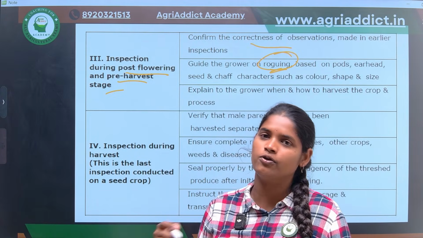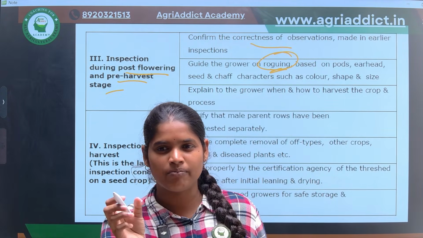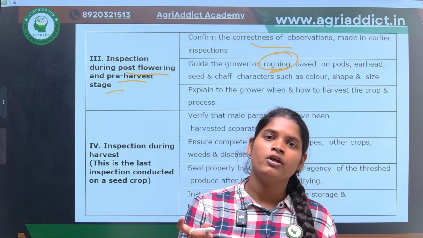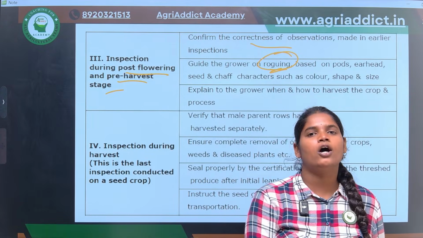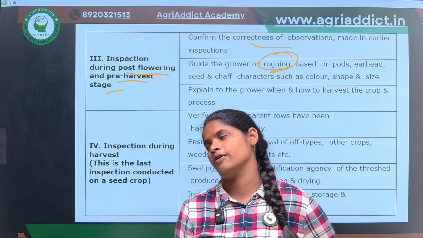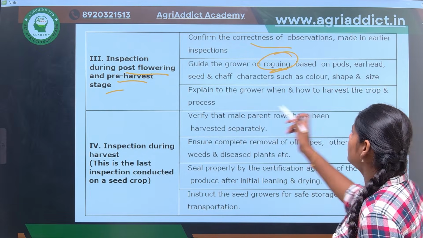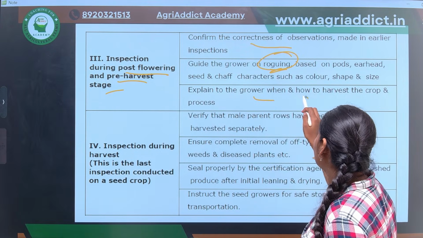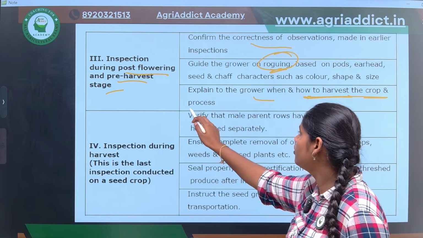It doesn't mean that you should go for rogging for only 1 month. You have to do rogging. No. Whenever you will identify the off types, whenever you will identify the undesired plants, you have to go for rogging. Then they also explain the grower when and how to harvest the crop.